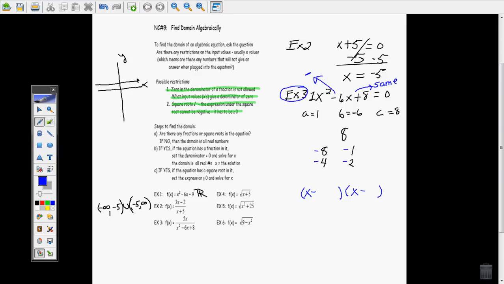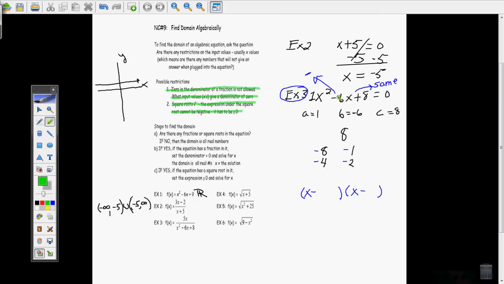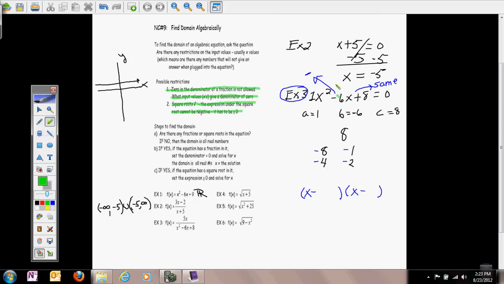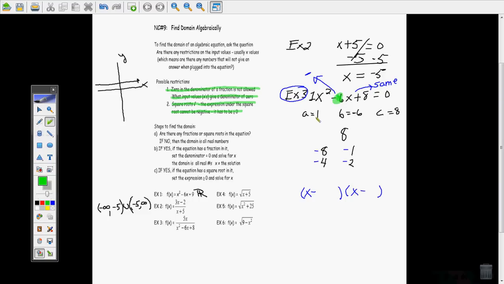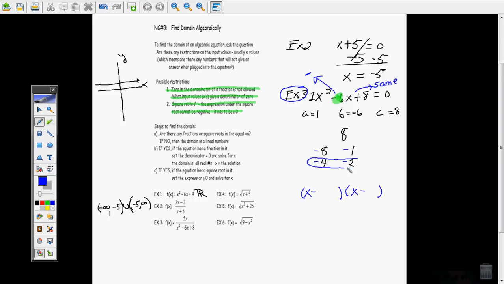But which two numbers add to get me negative 6? That negative 6 right there. And that's going to be the negative 4 and the negative 2. That's my answer. It's x minus 4, x minus 2. That's my factored answer.